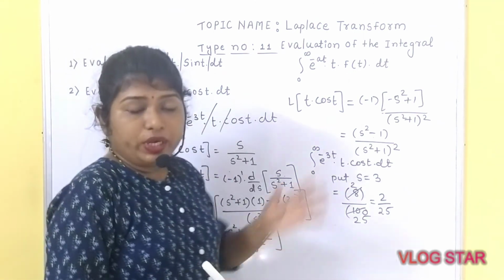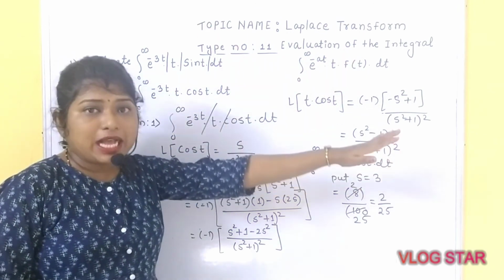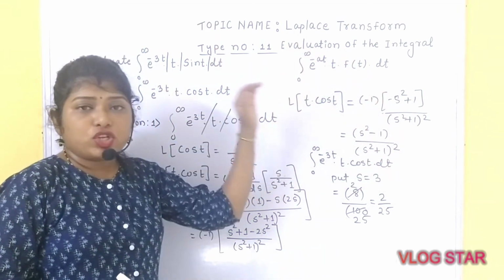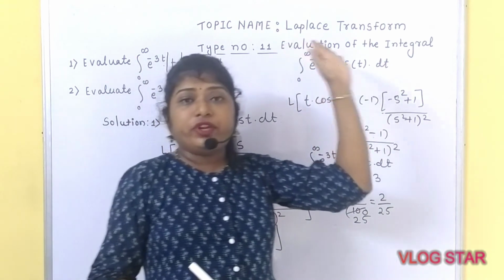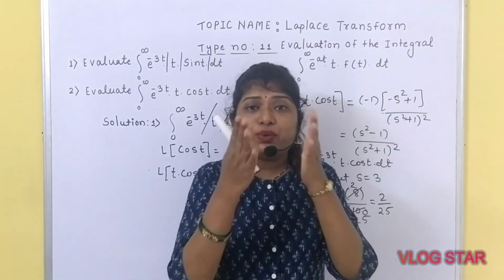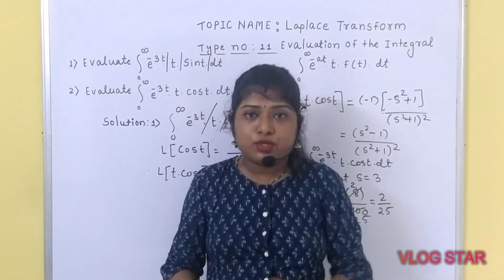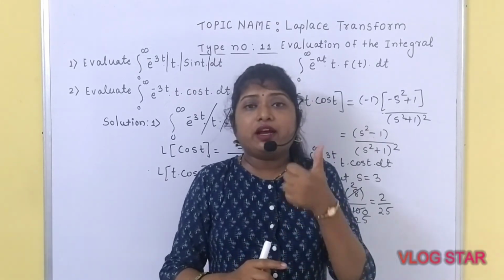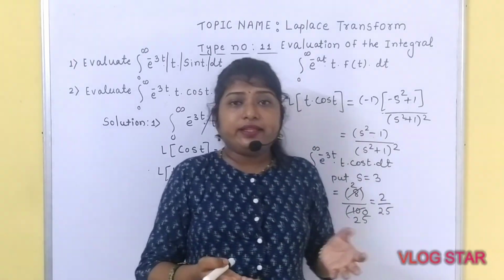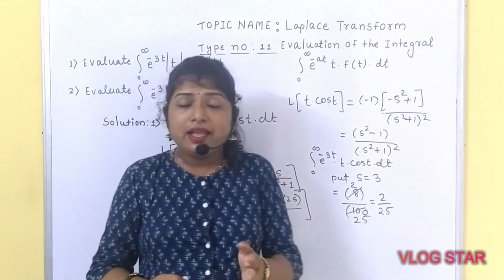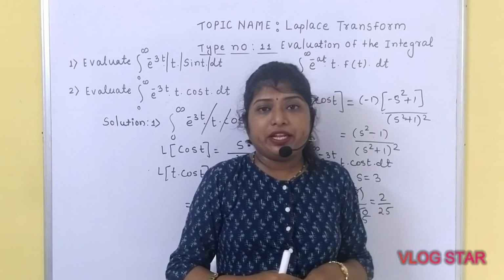I hope you have understood type number 11, that is evaluation of integral if the given example is in this format, that is integration of 0 to infinity e raised to minus at into t into f of t into dt. So as I told you, you have to simply divide the given example into 3 parts and then one by one you need to solve that. So first you have to identify the f of t value, then take the Laplace transform of that. Once you have done with that, then apply effect of multiplication by t and then simply put the value of s is equal to a in the answer. So you will be getting the final value.